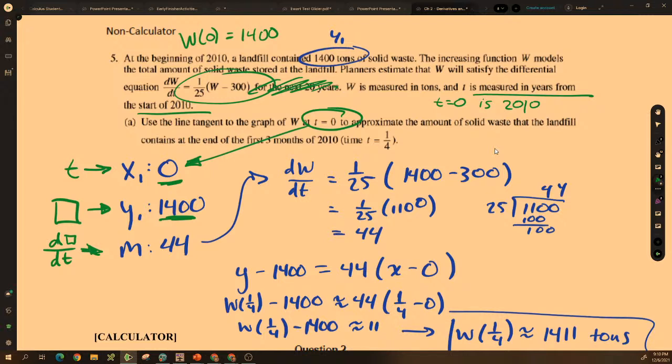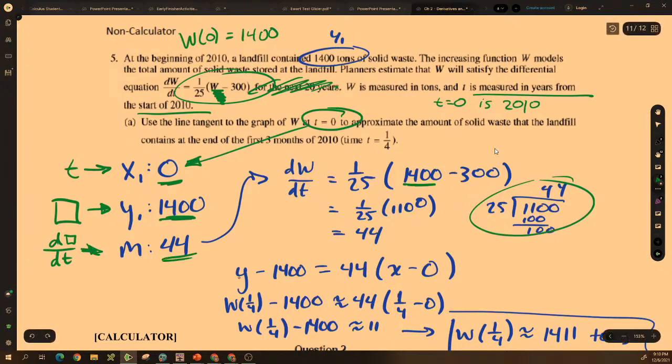Okay, now for the M, we do dW/dt, and it's 1/25. Now, W is not 0. A lot of students will pick 0 there. But W is the Y1, right? It's whatever is not time. So that's the 1,400 number. Minus 300, that's 1/25 times 1,100. I did it the long way, and I got 44.